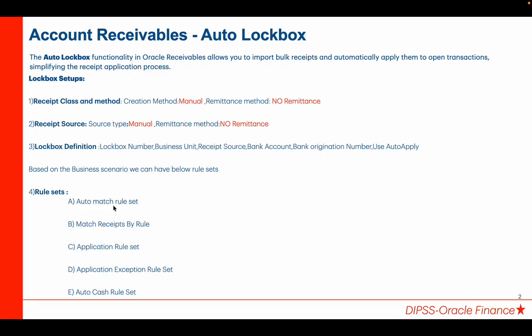Out of these 5 rule sets, the application rule set will be set at the transaction type or at the BU options. The rest of them you can mention at the customer level or BU level. But the auto match rule set and match receipts by rule you can set at the lockbox level as well.